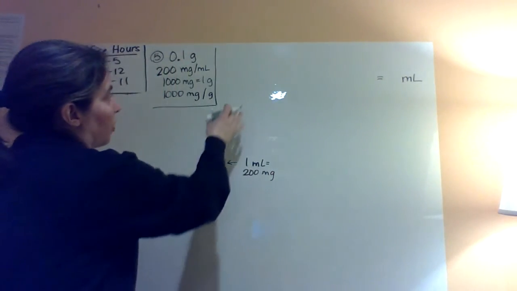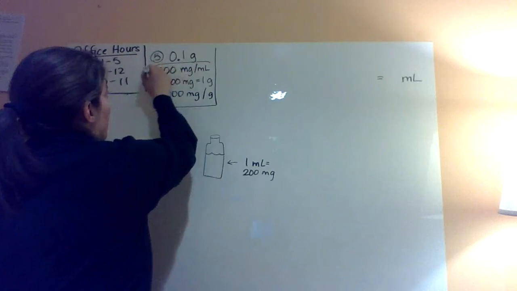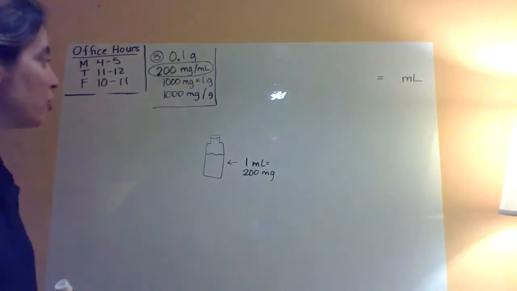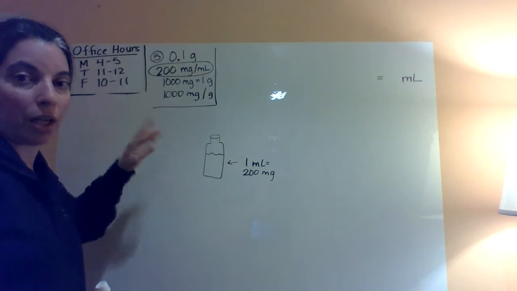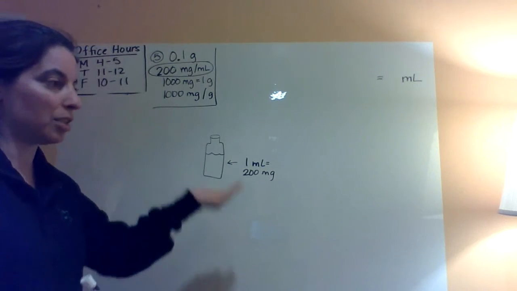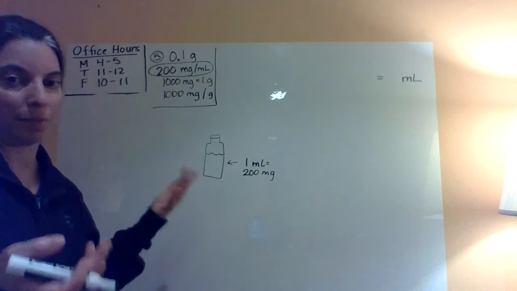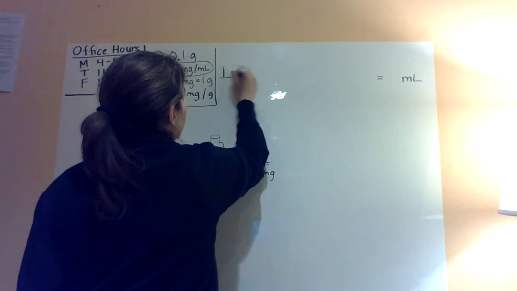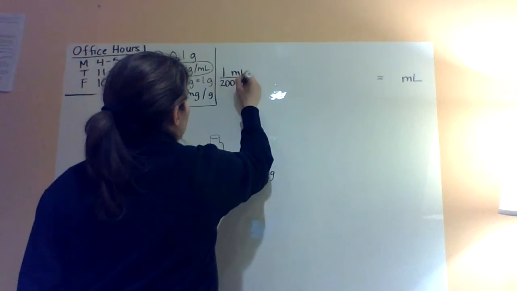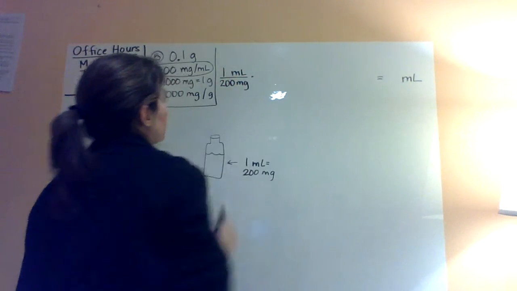So I want to start with something with milliliters over here. I'm going to look at this. Now the way I have this written right here, 200 milligrams per 1 milliliter. But I know I can flip that, right? I can say there are 7 days in a week, or 1 week is 7 days. It means the same thing. I need milliliters on top. So I'm going to say 1 milliliter for 200 milligrams.